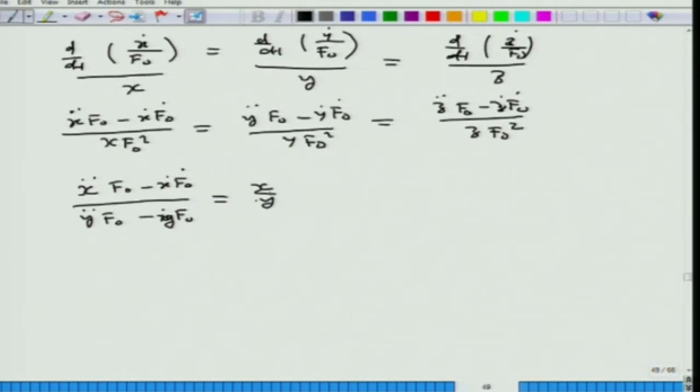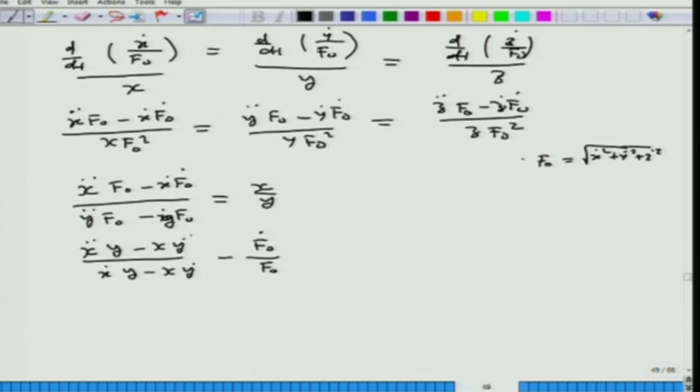And now cross multiplying and then solving it for f 0 dot over f 0, we get x double dot y minus x dot y double dot over x dot y minus x y dot, equal to f 0 dot over f 0. Here f 0 is square root x dot square plus y dot square plus z dot square. And so, solving it for the other two, we get y double dot z minus y z double dot over y dot z minus y z dot.